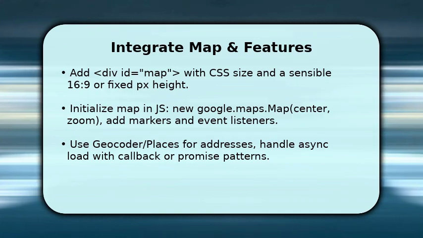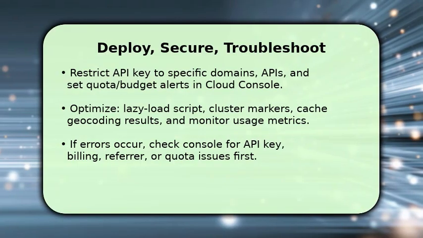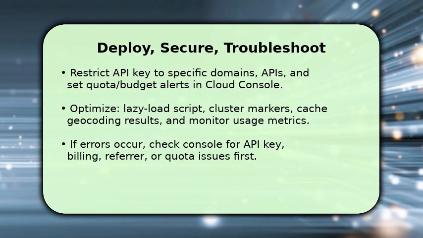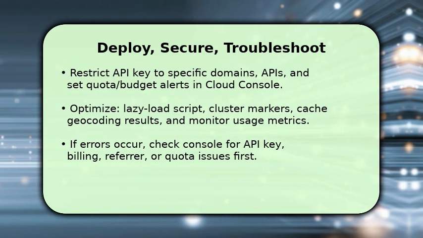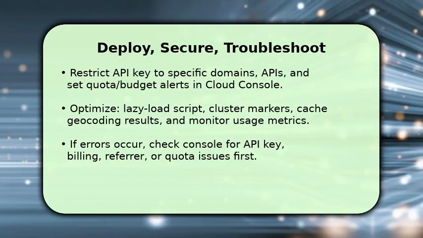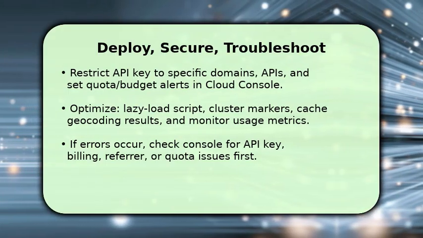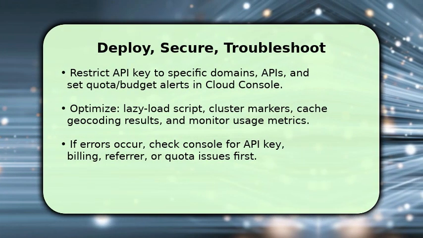You finish by securing and optimizing before deployment. Lock the API key to your domains and limit it to necessary APIs, then set quota and budget alerts in Cloud Console so charges don't surprise you. For performance, lazy load the script, cluster many markers, and cache geocode results. Deploy and monitor usage metrics.